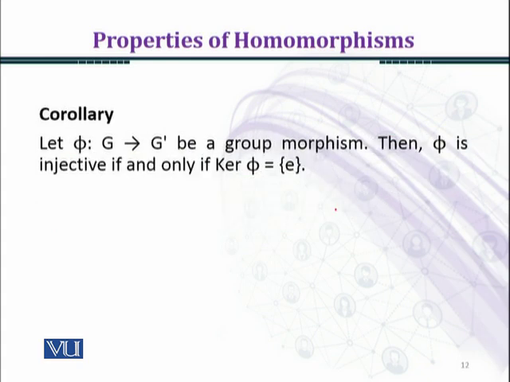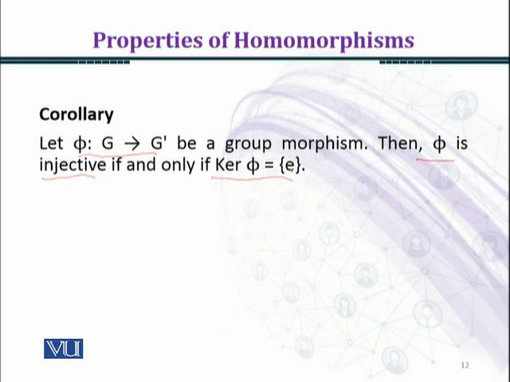Now let's state the corollary. Let phi from G to G prime be a group morphism. Then phi is injective, that is 1 to 1, if and only if kernel phi equal to singleton E.